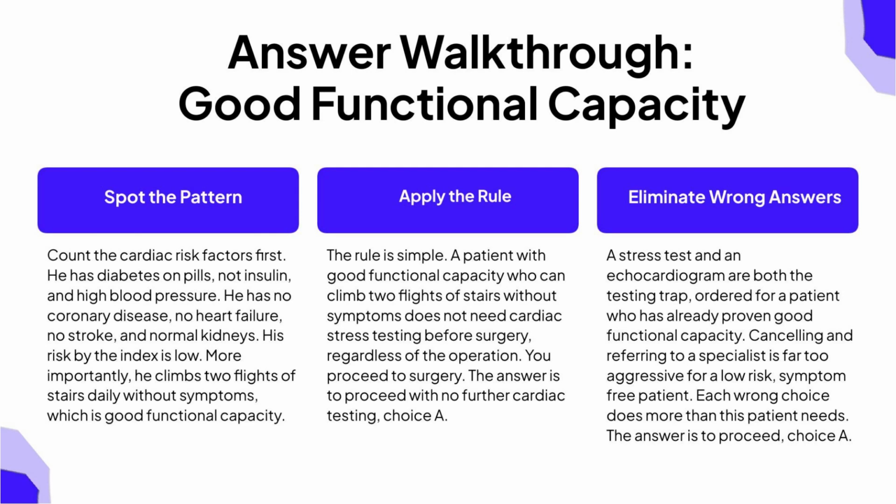Second, apply the rule. A patient with good functional capacity who can climb 2 flights of stairs without symptoms does not need stress testing before surgery, no matter how big the operation. You simply proceed. Third, eliminate the wrong answers. Ordering a stress test or an echocardiogram is the testing trap because he has already shown you he can exercise. Cancelling the surgery and sending him to a heart specialist is far too aggressive for a low-risk, symptom-free man. The correct answer is choice A, proceed to surgery with no further cardiac testing. Notice how functional capacity pointed you straight there.